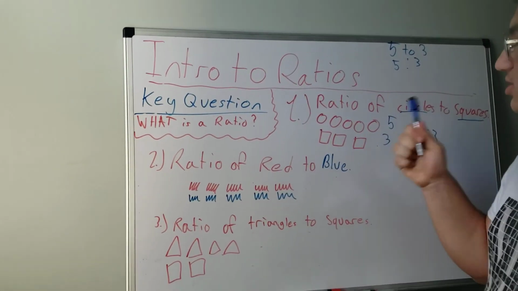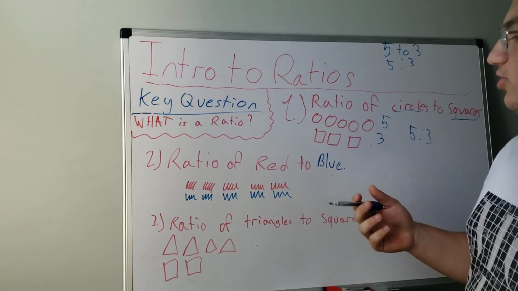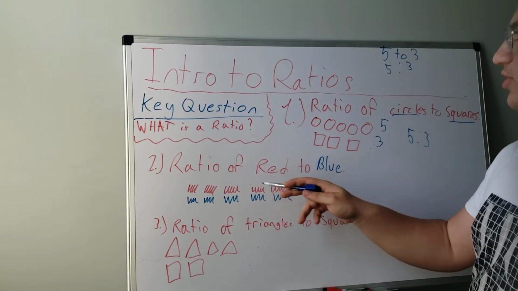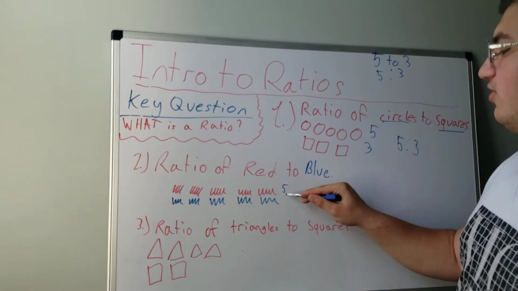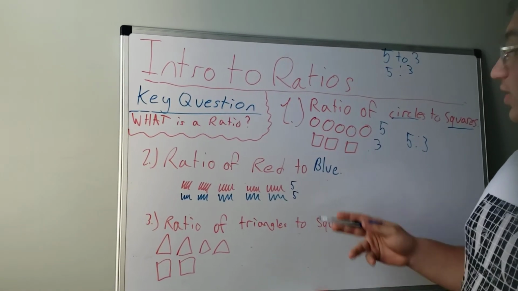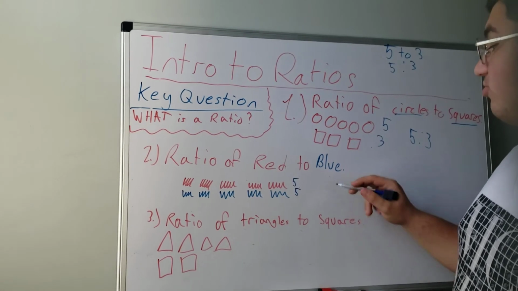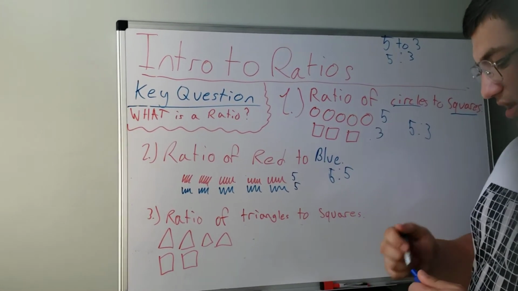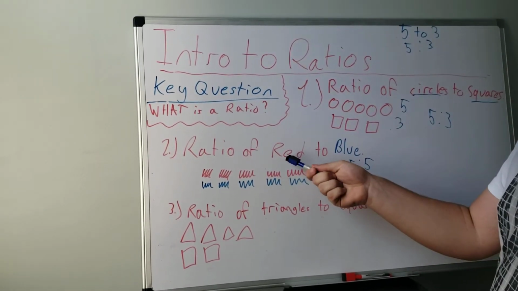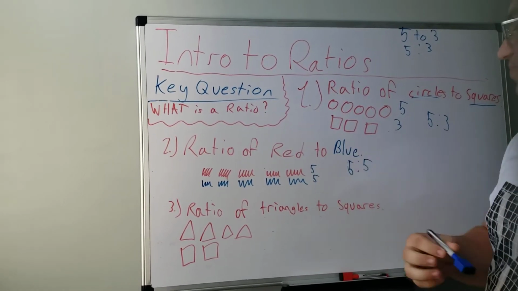Ratio of red to blue. Okay, so let's count our reds and blues. So we have 1, 2, 3, 4, 5 reds, and 1, 2, 3, 4, 5 blues. Now, here we have two of the same numbers, right? So let's go ahead and write our answer. Okay. And remember, we're showing the accordance of red to blue, not blue to red.